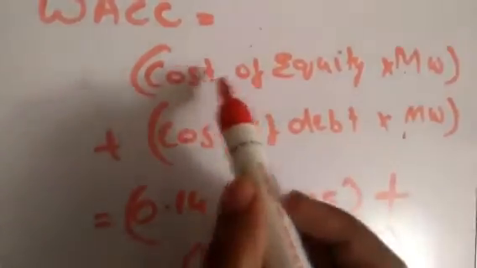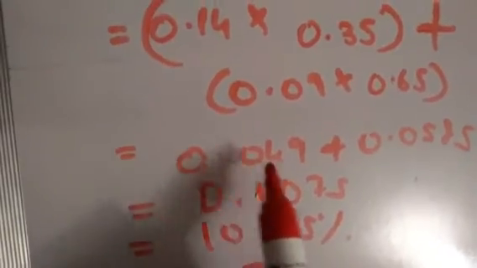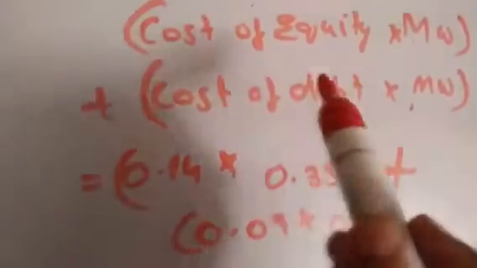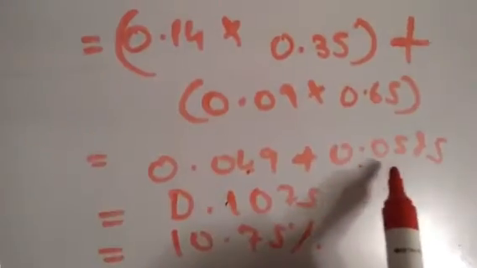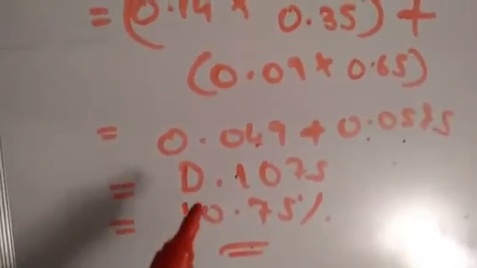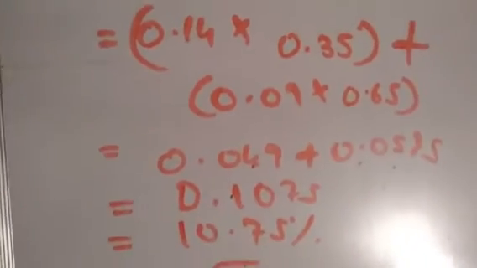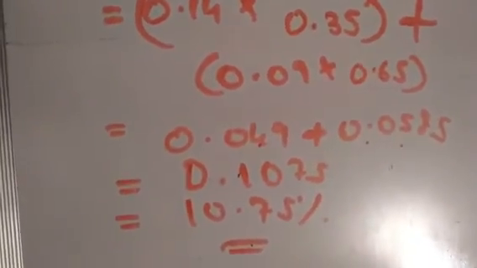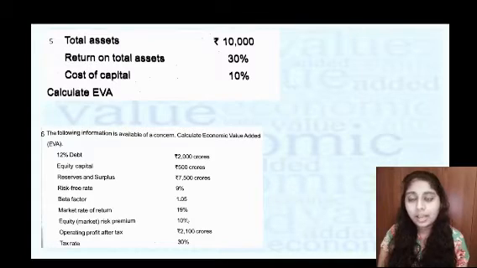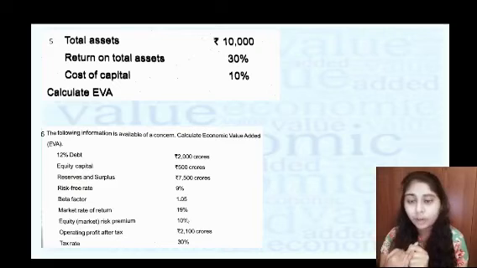Okay, so cost of equity into market weight is equal to 0.049, and cost of debt into market weight, we get as 0.0585. So when we add both of these, we get 0.1075, which is 10.75%. I hope it's clear to you all. So we now learned how to calculate the NOPAT, how to calculate the capital employed, and also the weighted average cost of capital.